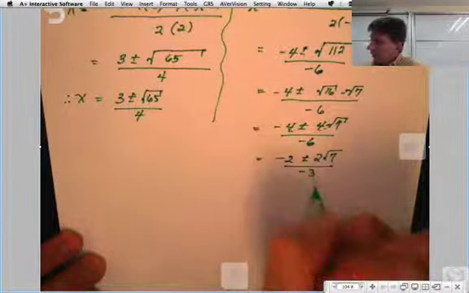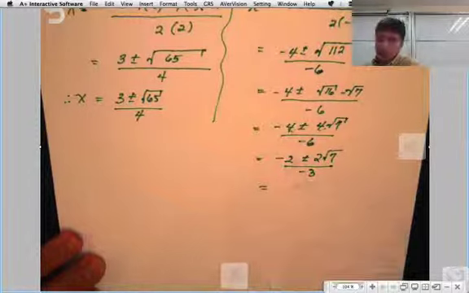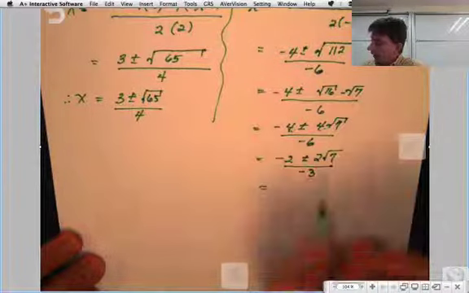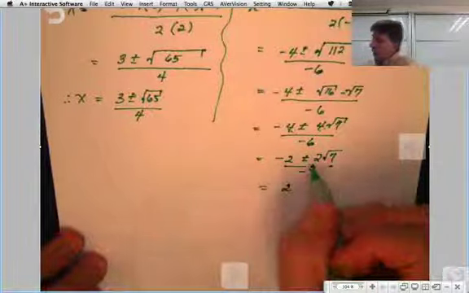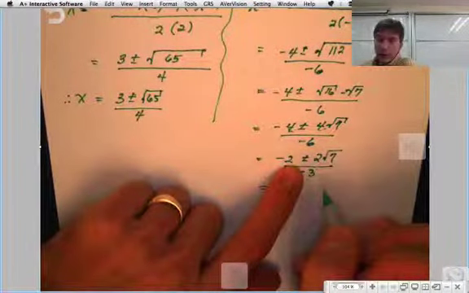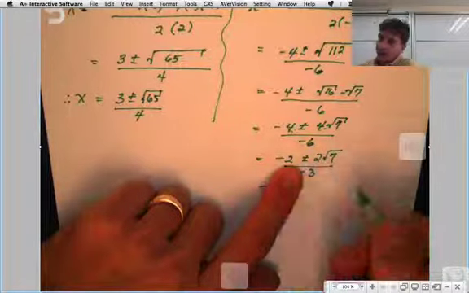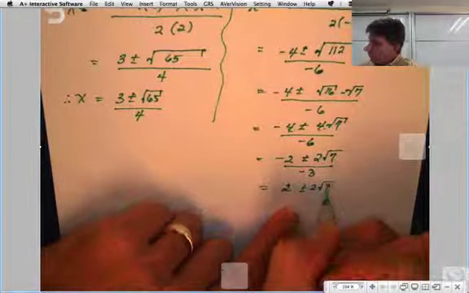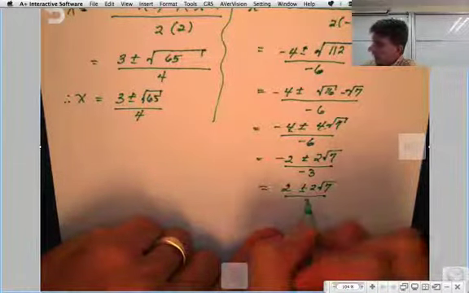Okay. And furthermore, you could multiply top and bottom by a negative 1 if you prefer the denominator here to be positive. So multiplying both of these by negative 1. Multiplying negative 2 by negative 1 gives me positive 2. If you take the plus or minus 2 root 7, you multiply by a negative 1, what you end up getting back is the same thing. So plus or minus 2 root 7. And then, of course, multiplying the negative 3 by a negative 1 gives me a positive 3.